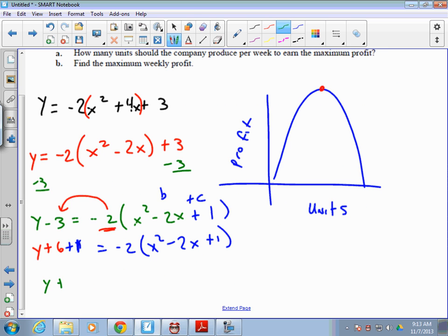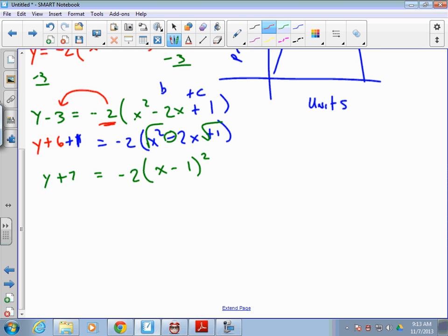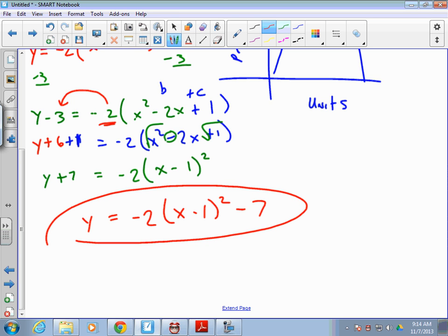Y plus 7 equals negative 2 times, and then take the square root of this, which is x, and the square root of this, which is 1. This tells you they're minus in the middle, squared. And then in order to make vertex form, just get y by itself by subtracting 7 on both sides. So negative 2 times x minus 1 squared minus 7 equals y. And there's your vertex form. So from there, you can tell everything you got to know. You can see that your vertex is positive 1. We made a mistake somewhere. Negative 7.